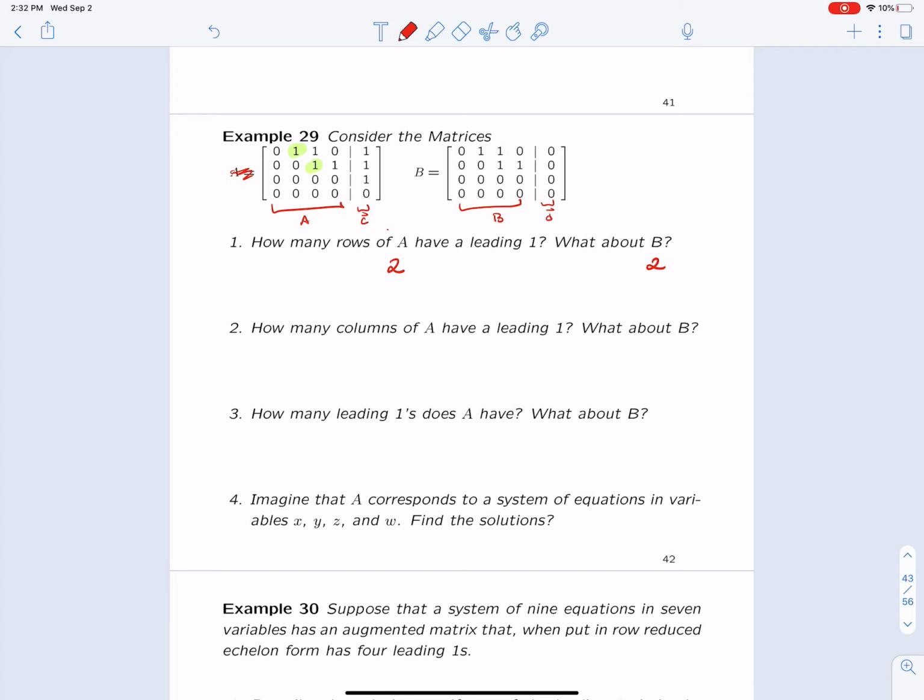How many columns of A have a leading one? Also 2, because each row that has a leading one corresponds to a column that has a leading one. So I have 2 columns of A. So the columns, I'll do maybe in yellow. So the second column and the third column have a leading one. So again, 2 and 2. How many leading ones does A have? It has 2. How many leading ones does B have? 2. Right? And imagine that A corresponds to a system of equations.